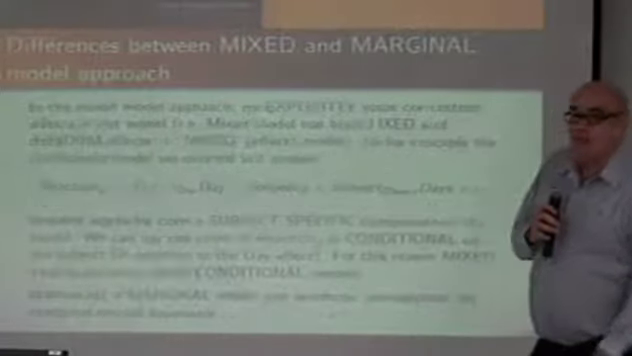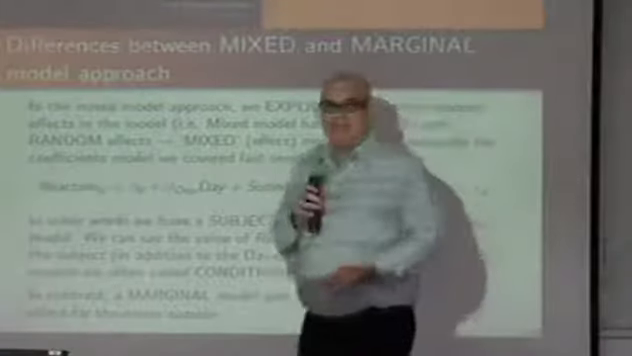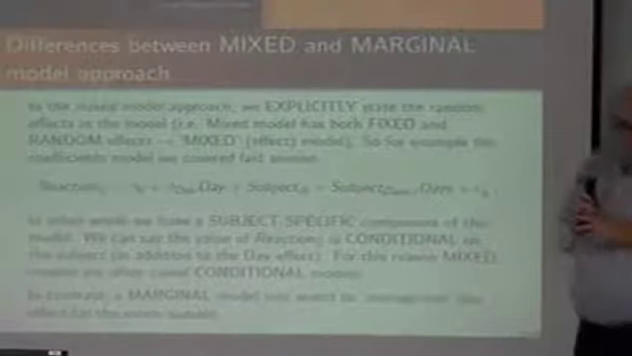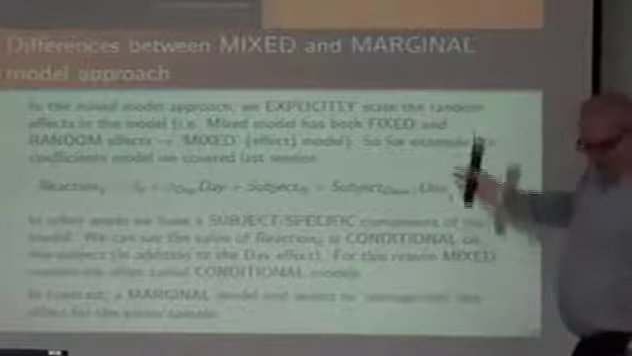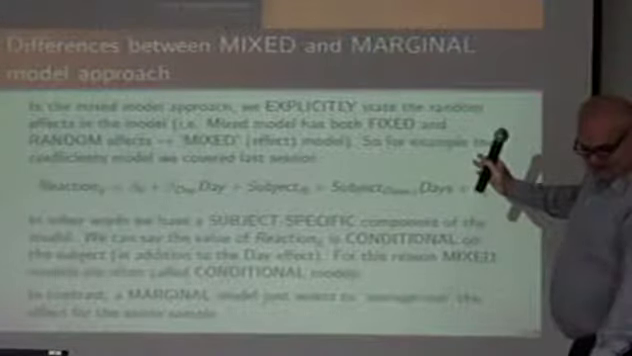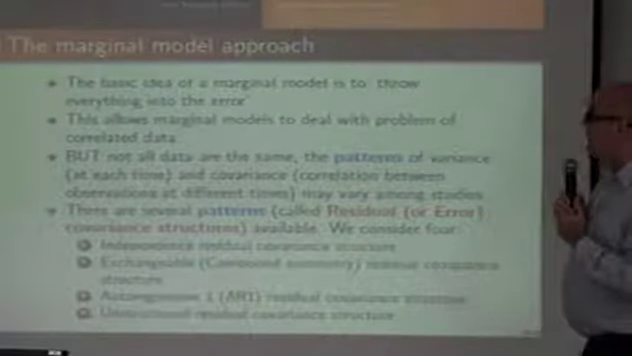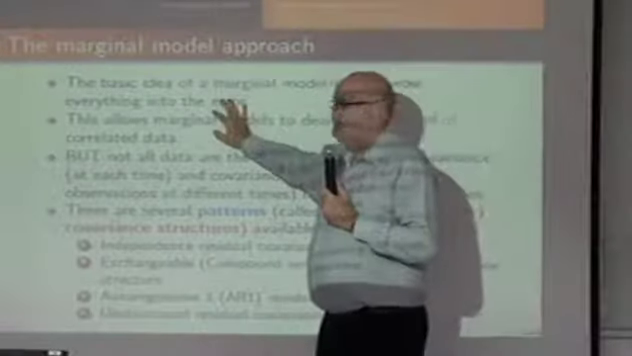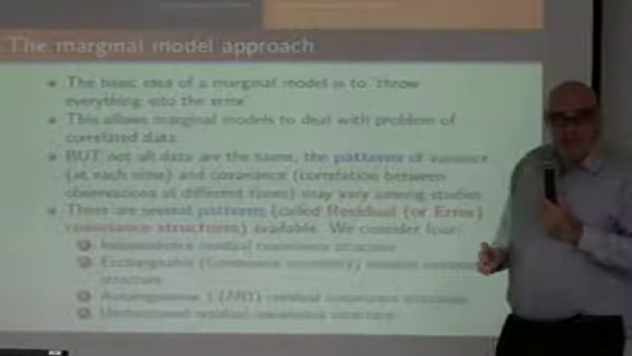Now there's an assumption when we do that. We're assuming all subjects tend to behave much the same way, that they correlate much the same way. So here, I've already covered this. Remember I talked about the conditional model, or the subject-specific model. With the marginal model approach, the basic idea is to throw everything into the error. This allows marginal models to deal with the problem of correlated data.